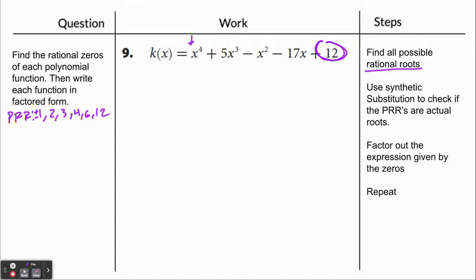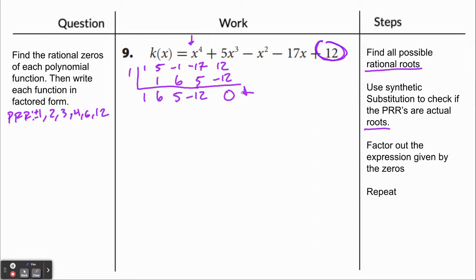Now we're going to use that to find which ones are roots by plugging them in using synthetic substitution. I'm going to start with 1. Again, I just like to go up from 1 here, and I'm putting the coefficients of my formula here, 1, 5, -17, and 12. So now I multiply 1 times 1, which is 1, 5 plus 1 is 6, 1 times 6 is 6. Add these together to get 5. 1 times 5 is 5. Add these together to get -12. 1 times -12. Add these together to get 0.